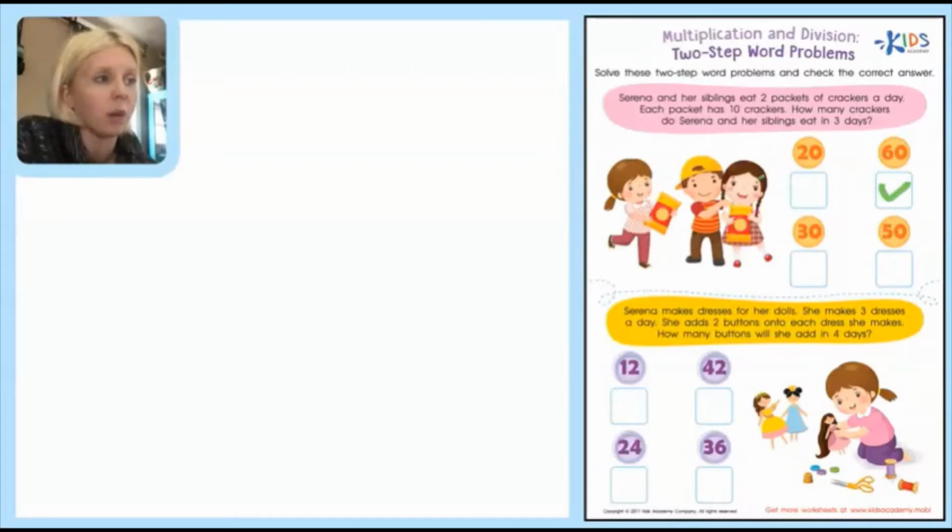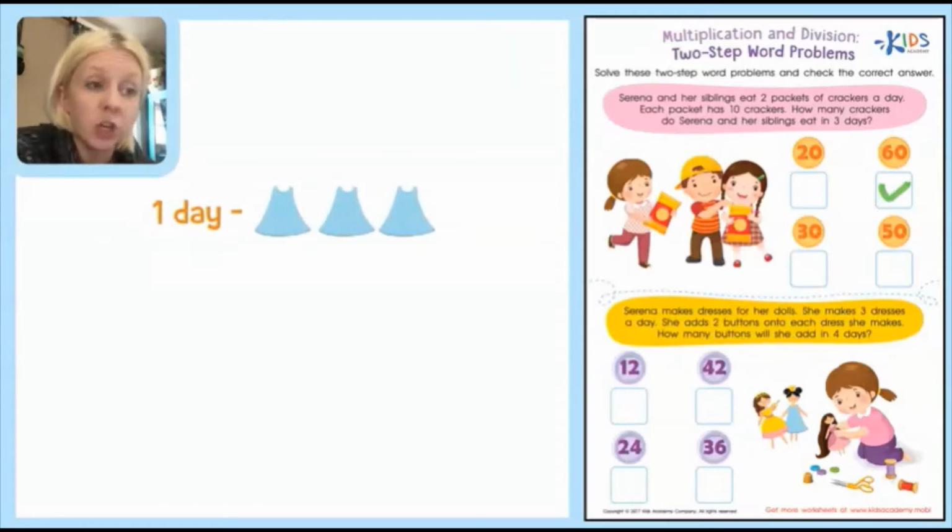So let's come over here and let's draw out 3 dresses. So here's 1, 2, and 3. Okay? And she makes that in 1 day. So I'm going to write that out to the side. For 1 day, she makes 3 dresses. She adds 2 buttons onto each dress she makes. So each one of these dresses is going to have 2 buttons.